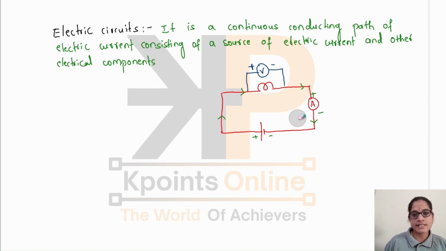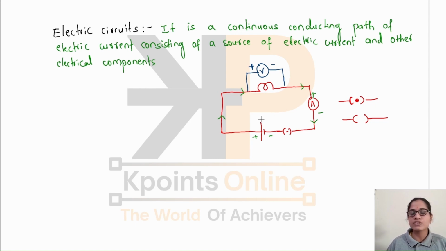And also a switch is connected in the circuit. It is used to switch on and switch off the electric current flowing through it. If I show the plug key or switch in this way, then the current is flowing in the circuit, which means it is switched on. If I show the switch like this, then it is switched off, where the current is not flowing in the circuit. This is about the simple electrical circuit here.